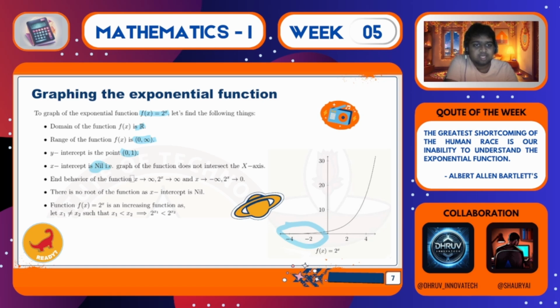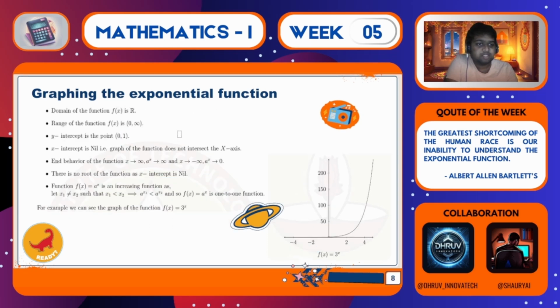Then the end behavior: as x tends to infinity, 2 to the power x also tends to infinity. And if x tends to minus infinity, then 2 to the power x tends to 0. As I have previously mentioned, the minimum value that 2 to the power x can attain is 0 itself. Also, there is no root of the function because it never intercepts the x-axis, and roots or zeros are the points where the graph cuts the x-axis. Also, this function is an increasing function.